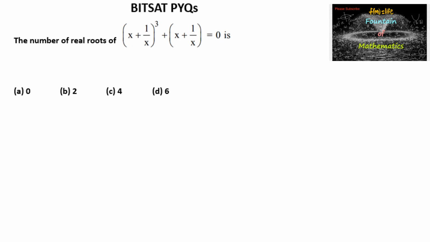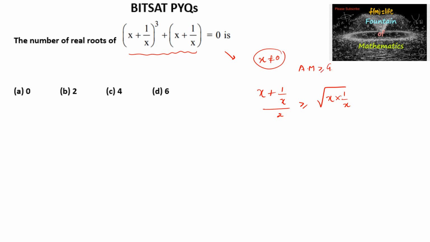We need to find the number of real roots of (x plus 1 upon x) whole power 3 plus x plus 1 upon x is equal to 0. And clearly we can mention that in this equation x cannot be equal to 0. For x not equal to 0 and any real number, (x plus 1 upon x) by 2 is greater than or equal to under root of x into 1 upon x, applying the arithmetic mean is greater than or equal to geometric mean of two numbers x and 1 upon x.